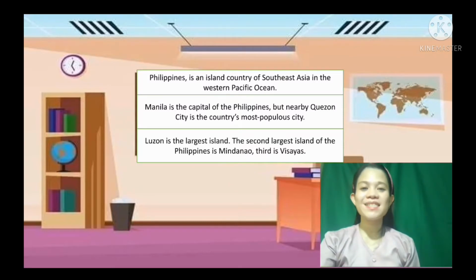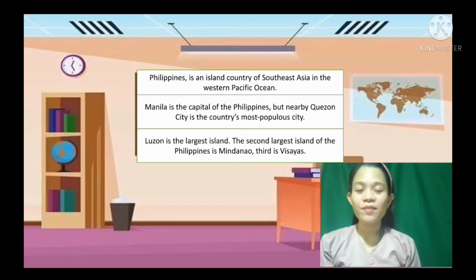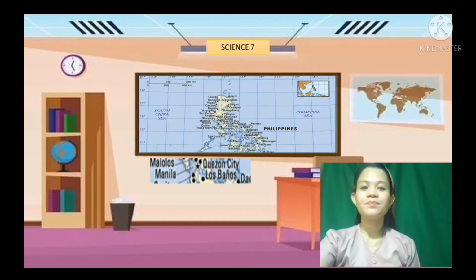The Philippines is an island country of Southeast Asia in the Western Pacific Ocean. Manila is the capital city of the Philippines, but nearby Quezon City is the country's most populous city. Luzon is the largest island. The second largest island is Mindanao, and the third is Visayas. So these are the three largest islands in the Philippines.